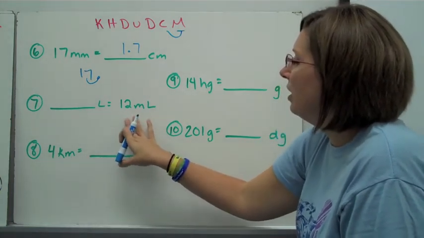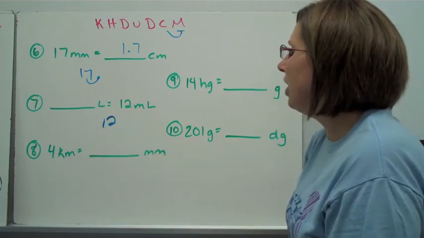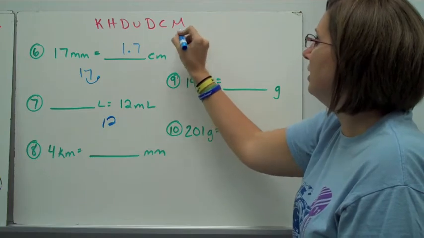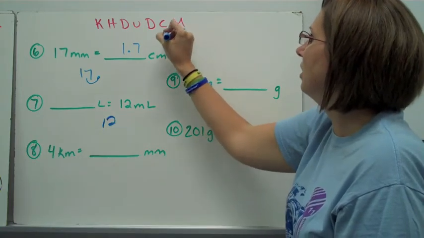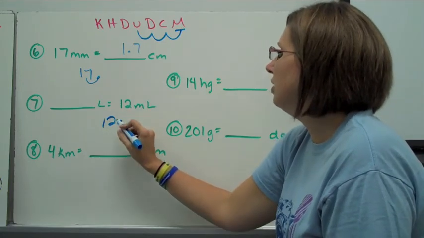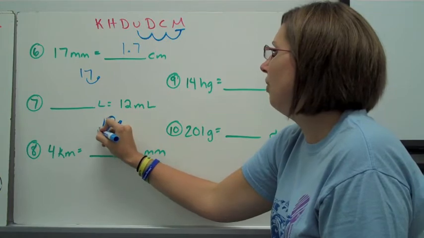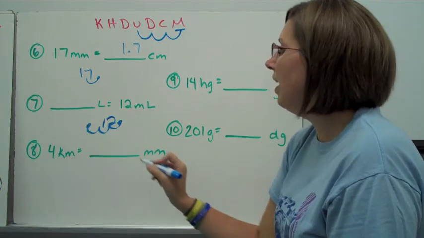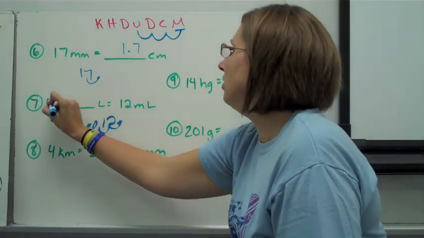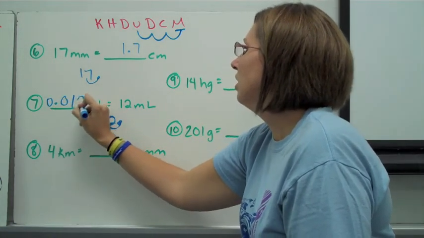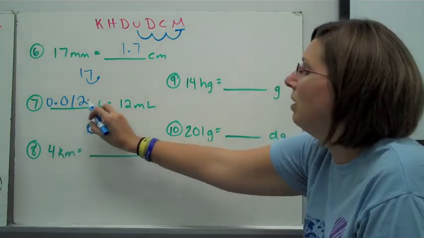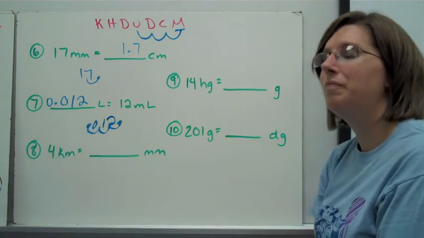Here, my problem's written a little bit backwards, but it doesn't really change how I work my problem. I've got 12 milliliters. That's here. I want to know how many liters that is. Liters are my unit measurement. If my decimal is here in the number 12, I'm moving 1, 2, 3 units to the left, and I fill in my gap with a 0. I also like to have a leading 0 when I write decimals that have no whole number. So 12 thousandths is my answer here.